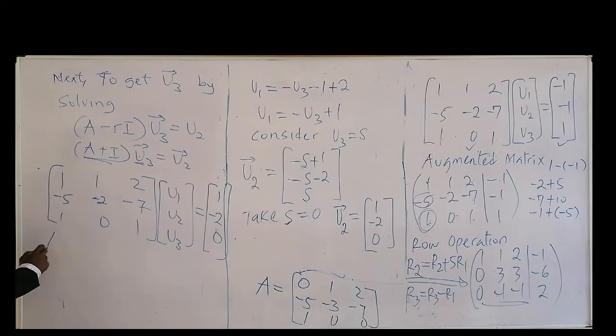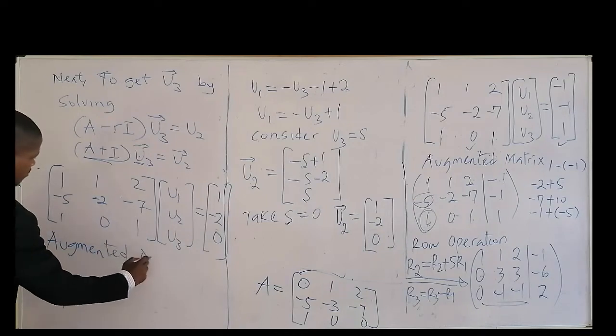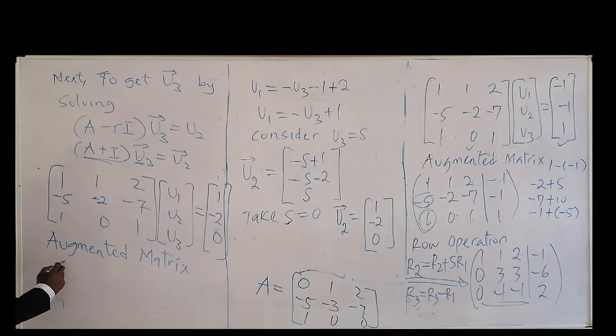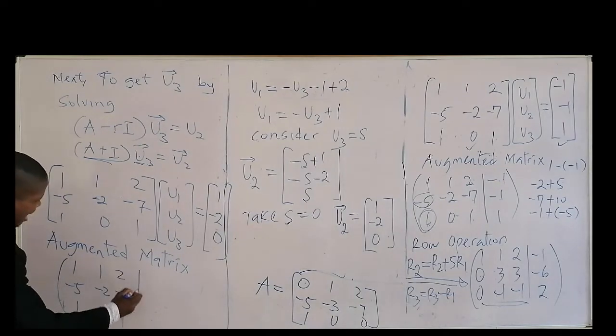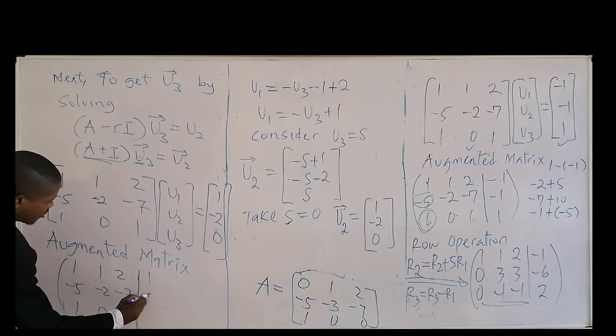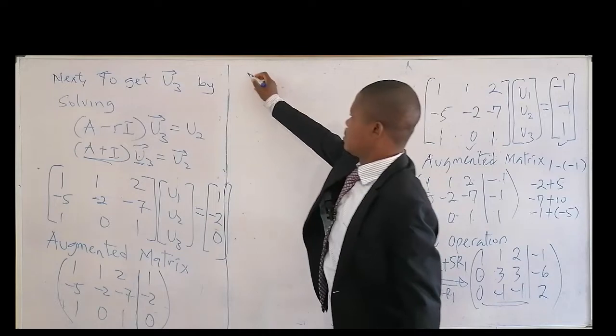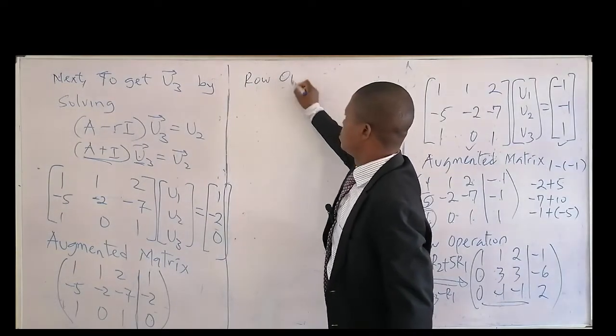Then the next thing is the augmented matrix. And that will be combinations of what? That will be 1, 1, 2, minus 5, minus 2, minus 7, 1, 0, 1. Then you put a line, a slash, a line, okay? And that will be 1, minus 2, 0. So that's the augmented matrix. Then let's do the row operation.